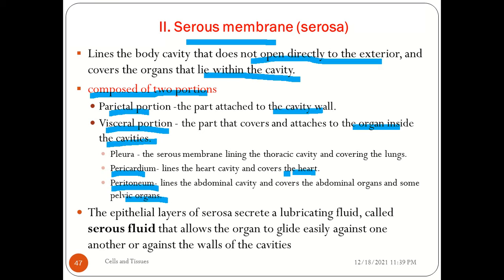The epithelial layer of serosa secretes a lubricating fluid called serous fluid that allows the organs to slide easily against one another and against the wall of the cavity. For instance, pleura can be divided into two: parietal pleura and visceral pleura. Between the visceral and parietal pleura there is a space, known as the pleural space. In the pleural space there is fluid, known as serous fluid. This serous fluid is used for lubrication between the parietal and visceral layers.